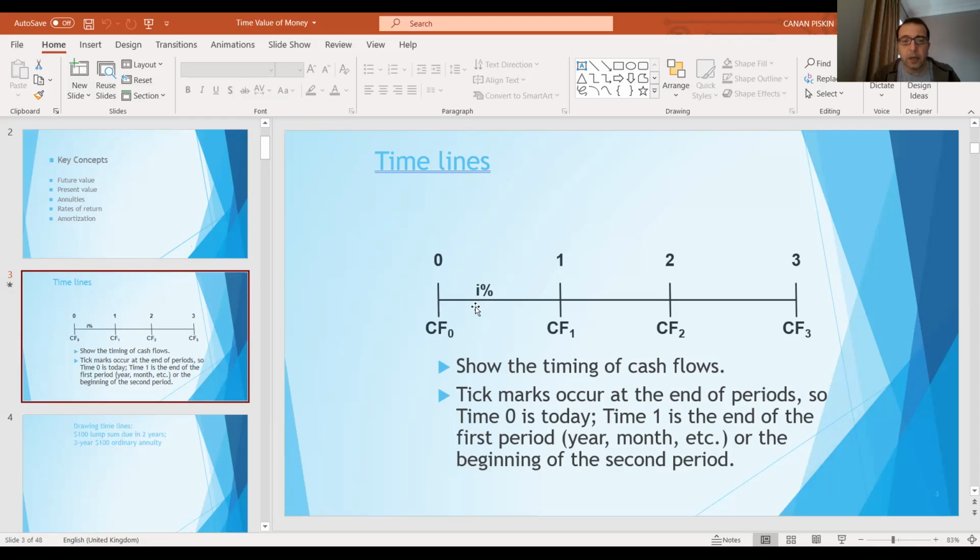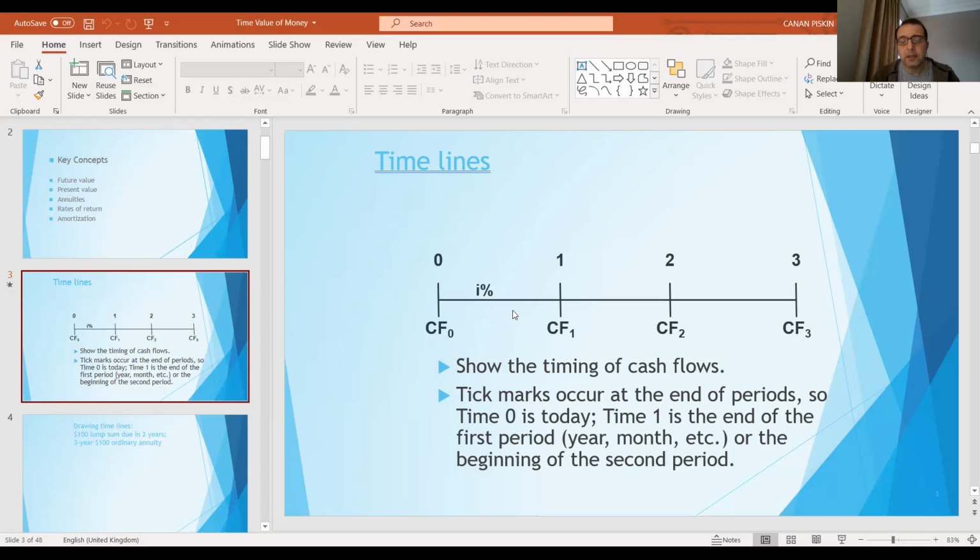So here we have the interest rate I percent per period. This interest rate is the per period interest rate. So if our period is 1 year, then the rate is the 1 year rate. If it's 1 month, then this is the 1 month period rate. So per period rate. Be careful about it.